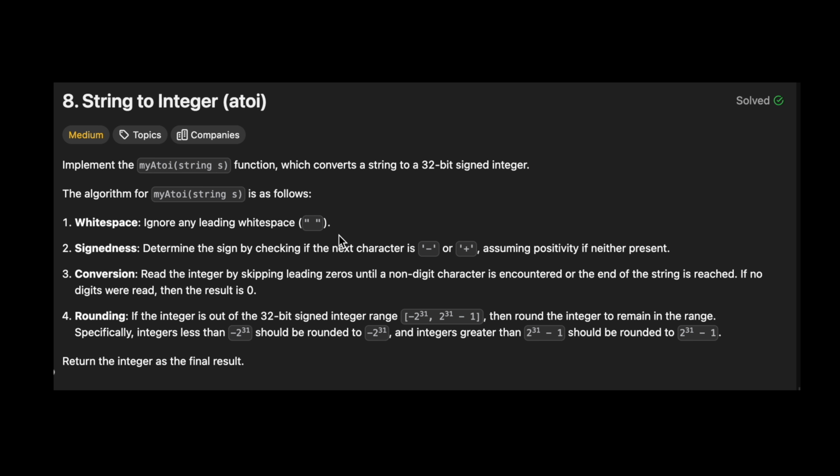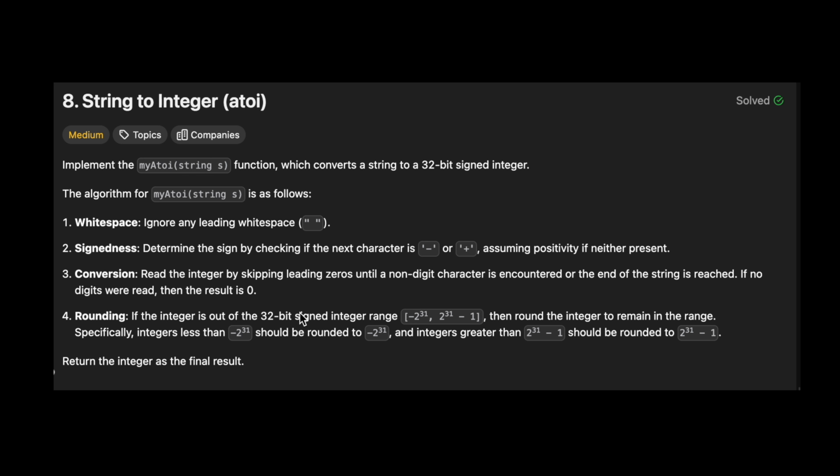First, we need to ignore any leading spaces. If there are white spaces at the beginning of the string, we skip over them. Next, we check for a sign. Is the number negative or positive? If the string has a plus or a minus right after the spaces, we capture that. Otherwise, we assume the number is positive. Then, we start reading the digits. As soon as we hit a non-digit character or the end of the string, we stop.